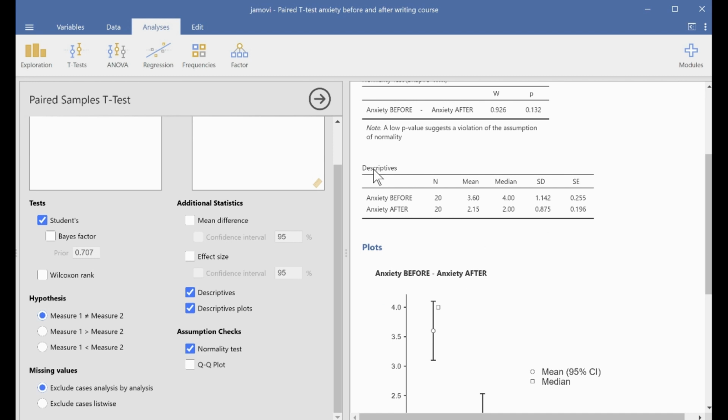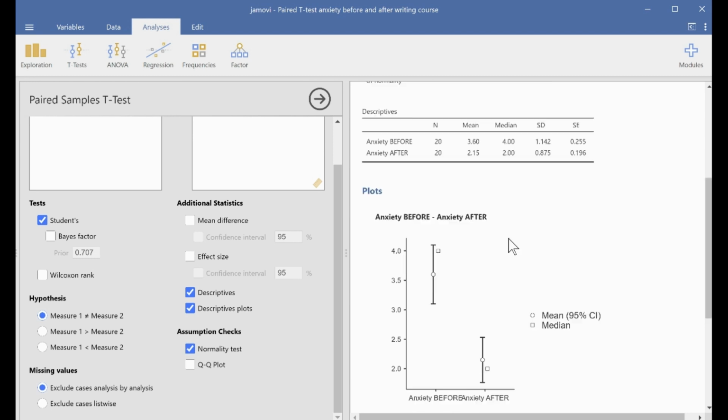So this is the table for descriptives. I have anxiety before and anxiety after. The variable I'm interested in is the mean. And I see that before I have a mean of 3.6 on my anxiety scale, and after I have a mean of 2.15. Remember, one means less anxiety, 5 means more anxiety. So we have a reduction of anxiety. This distance looks pretty big to me, so I expect this to be a significant difference.